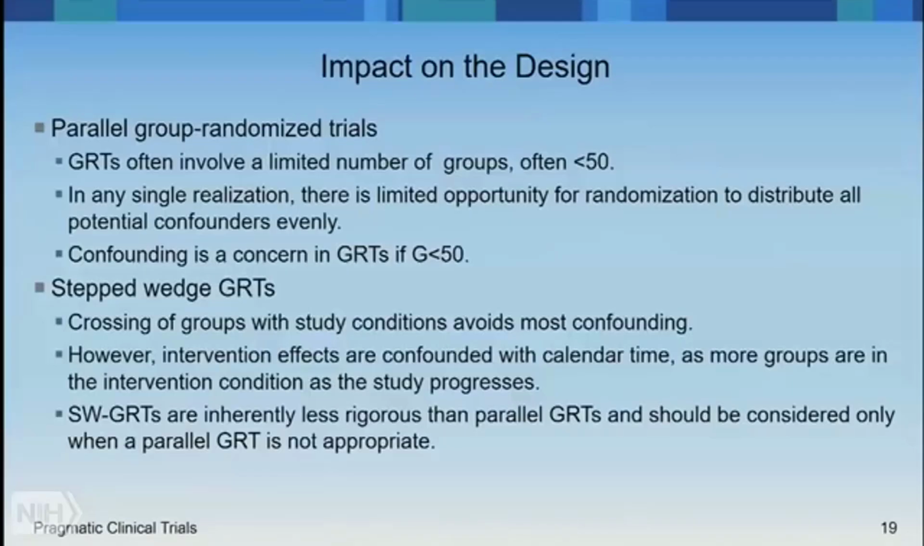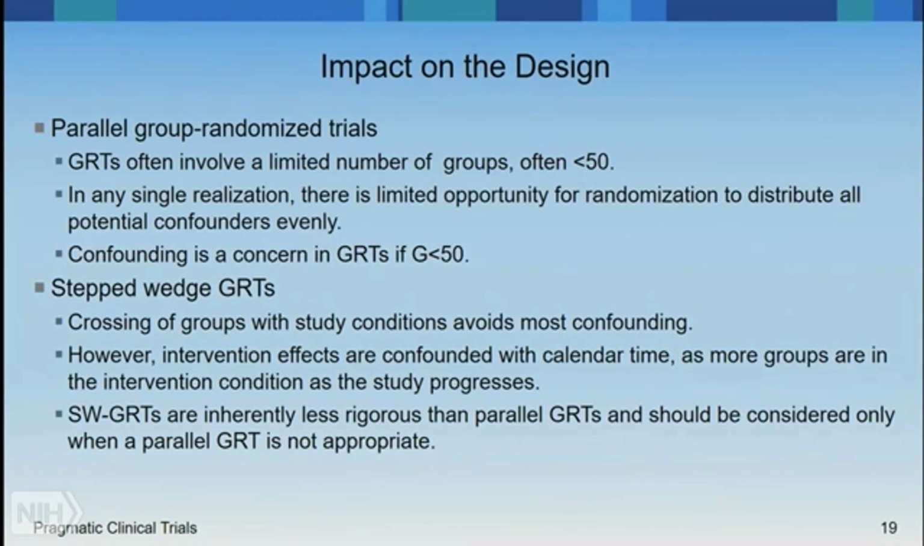In stepped wedge group randomized trials, because we cross groups with study conditions, that avoids most kinds of confounding, the sort that we usually worry about in the parallel group randomized trial. Even so, intervention effects are completely confounded with calendar time, as more groups are in the intervention condition late in the study, and they are, as a result, inherently less rigorous than parallel group randomized trials and should be considered only when a parallel group randomized trial is not appropriate.